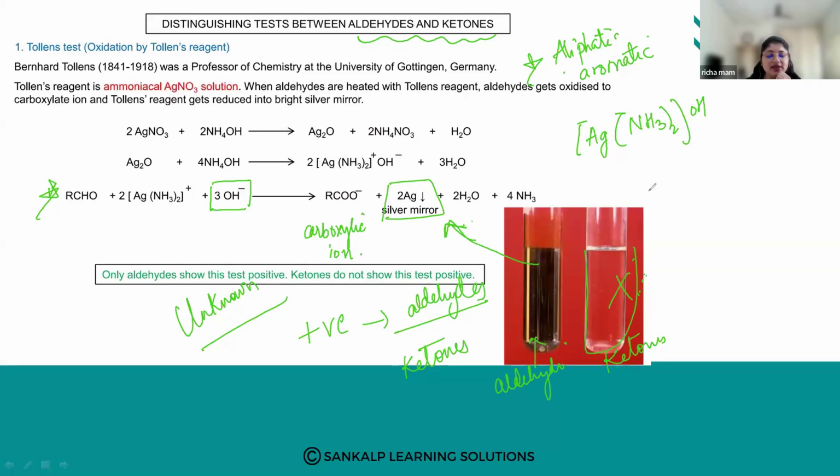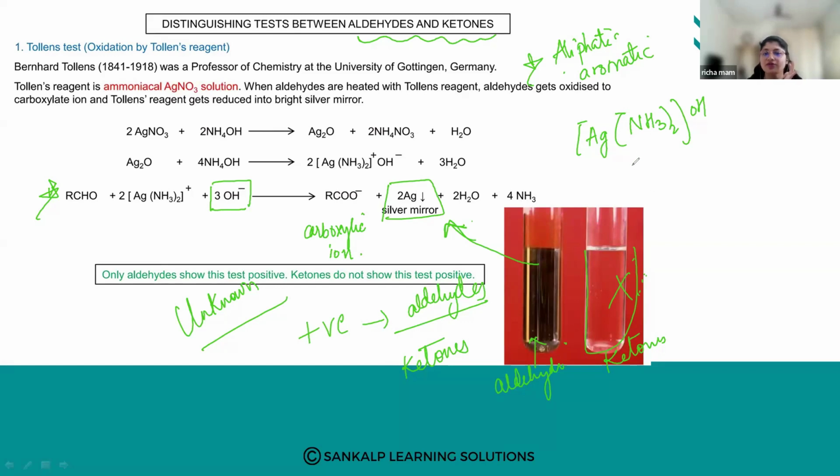So what is happening here? The aldehydes react with the tolerance reagent to give a carboxylate ion, and it forms a silver mirror. Your aldehydes are oxidized to carboxylate ion, and it gives a bright silver mirror like this. Only aldehydes will give the positive test for the tolerance test, and ketones do not give any positive test. Aldehydes show the tolerance test.